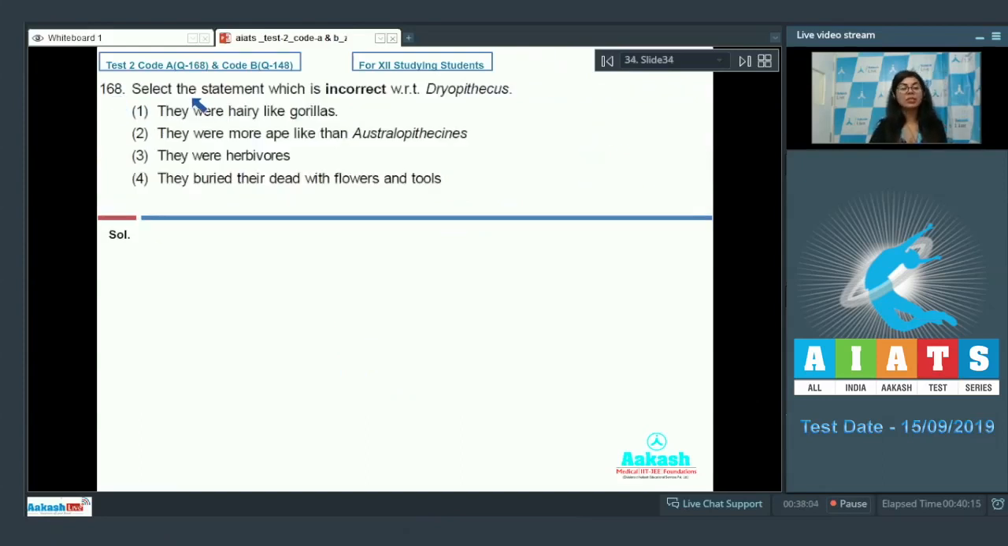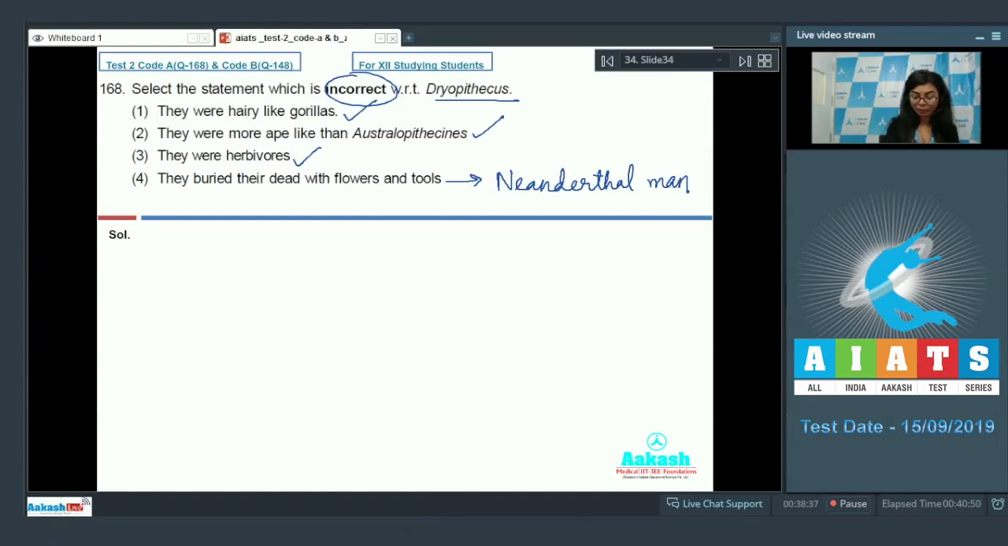Moving on to question number 168, students, select the statement which is incorrect with respect to Dryopithecus. We have to find the incorrect statement. They were hairy like gorillas. That's true. They were more ape-like than Australopithecines. That is also correct. They were herbivores. Yes, indeed they were. They buried their dead with flowers and tools. Burying their dead with flowers and tools is associated with Neanderthal man. So this is incorrect for Dryopithecus, which makes it our correct option. The answer is option 4.